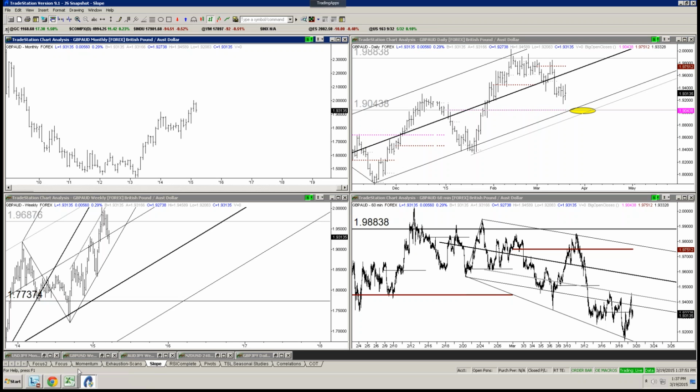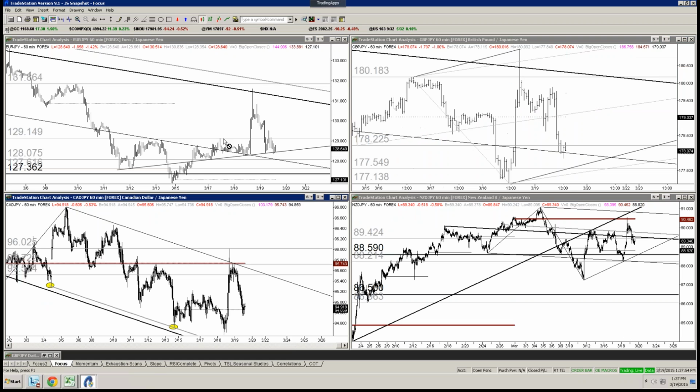Mark saying, isn't the euro yen a better play then instead of euro dollar?